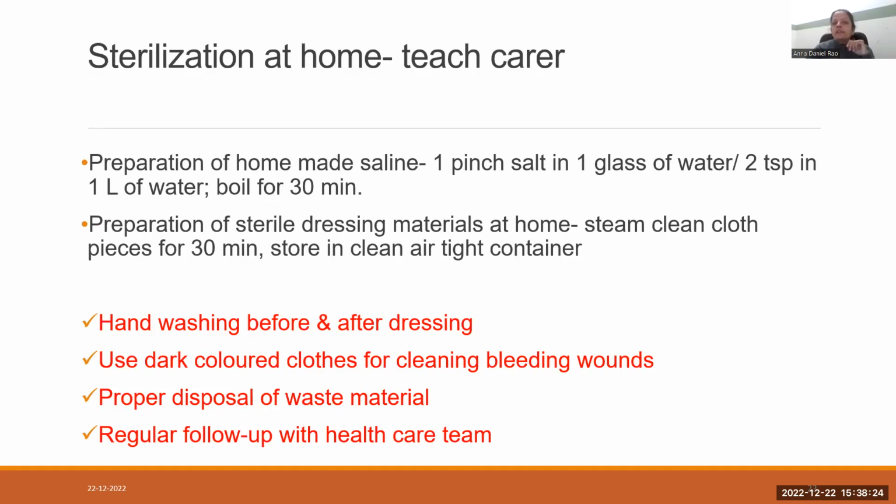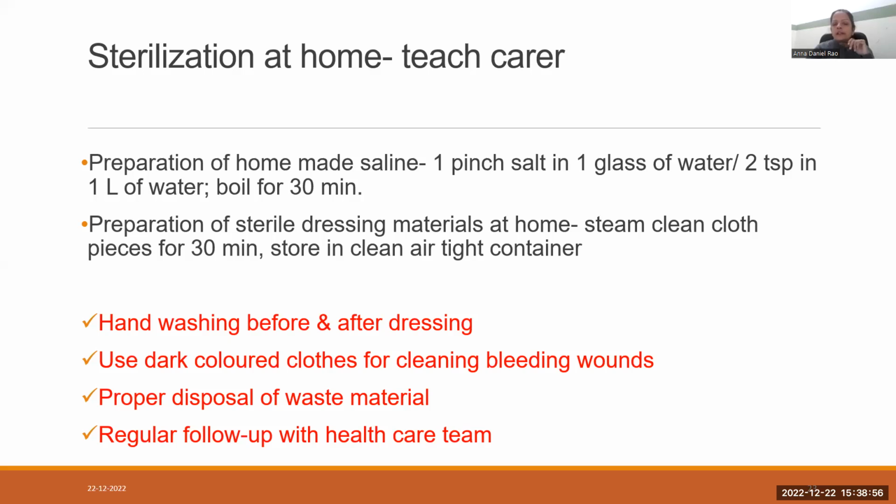And whenever it is there, we have to ask the relatives to learn how to make normal saline, right? So last time also we had seen that 2 teaspoon in 1 liter of water, or 1 pinch salt in 1 glass of water and boil it, right? And then store it in a good clean container. Okay, so that is how it is done.